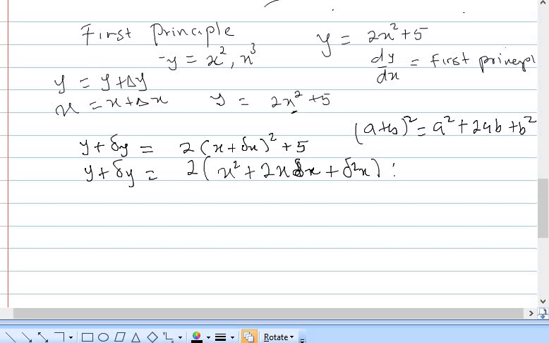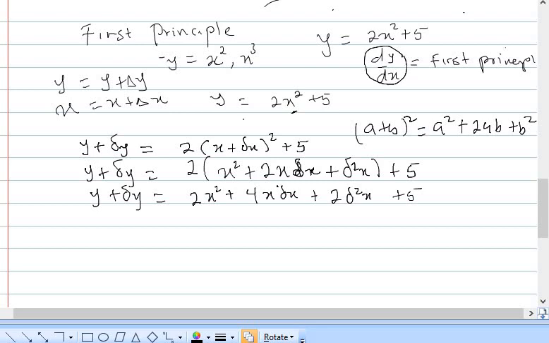So plus 5, then we can simply say 2x squared by opening the parenthesis, plus 4x del x, then plus 2 del x squared plus 5. We can remove this. So as here we have y plus del y, our aim is to find the change in x, is to find this.